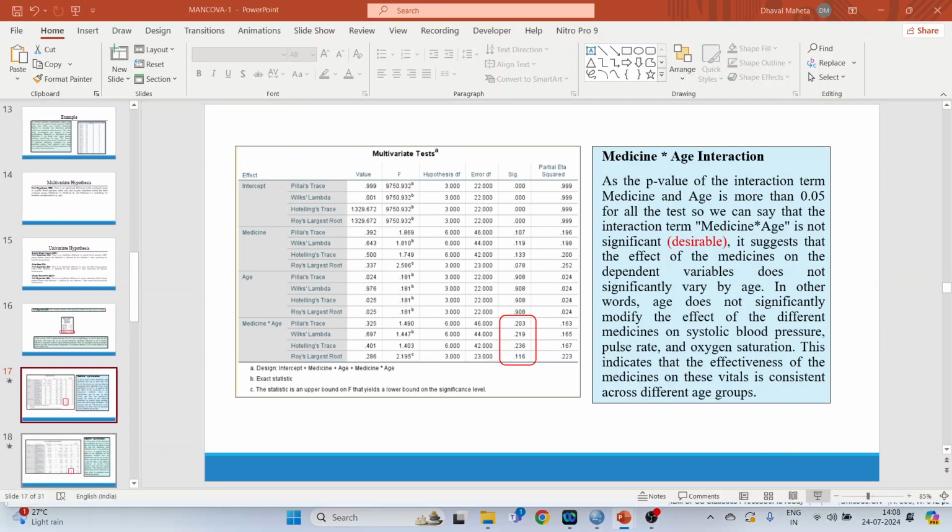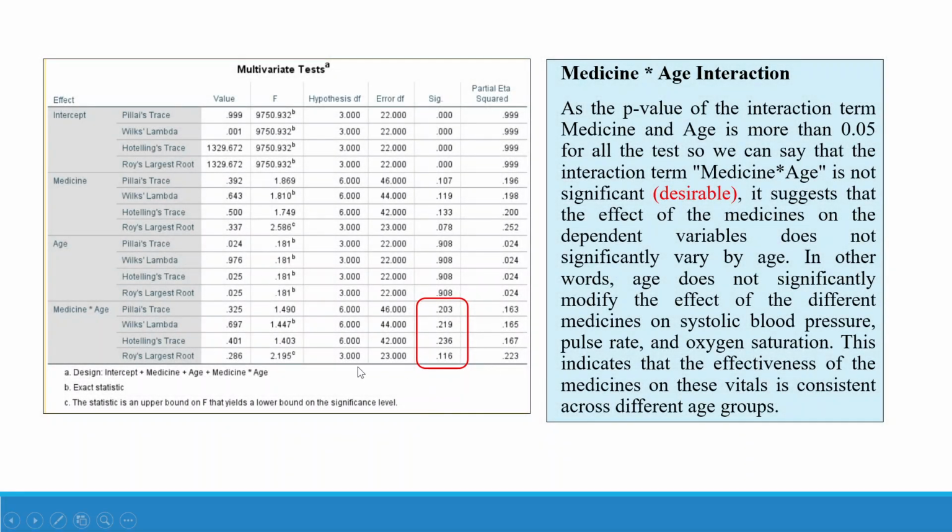Yeah, here is the interpretation. Medicine with age, the p-value. As the p-value of the interaction term medicine and age is more than 0.05, all of them are more than 0.05, so we can say that the interaction of medicine with age is not significant. This is desirable. Why is it desirable? Because we want to control the effect of age. This should not be significant. It is better that the p-value is more than 0.05, which means it should be non-significant.